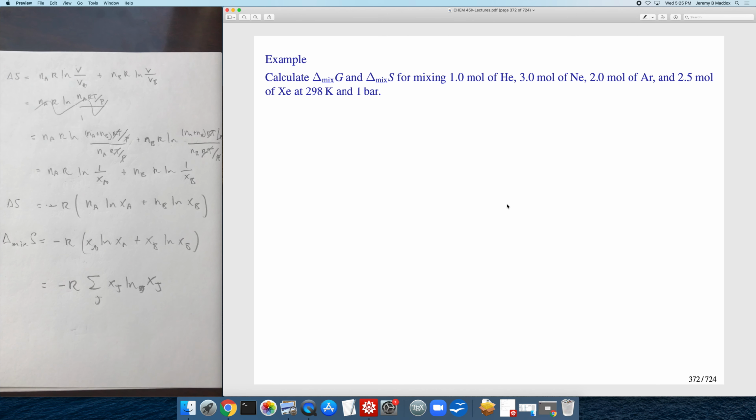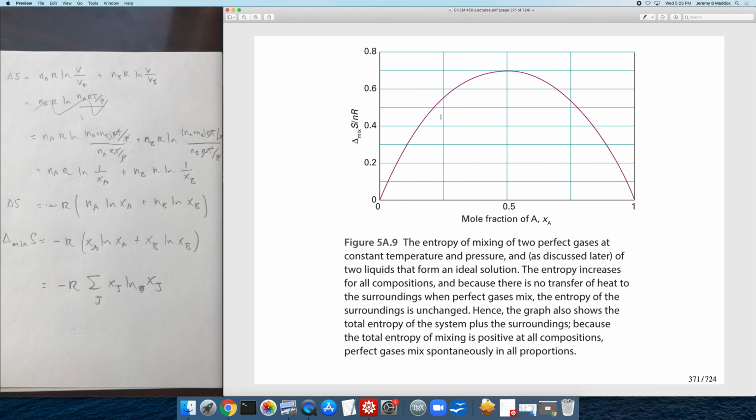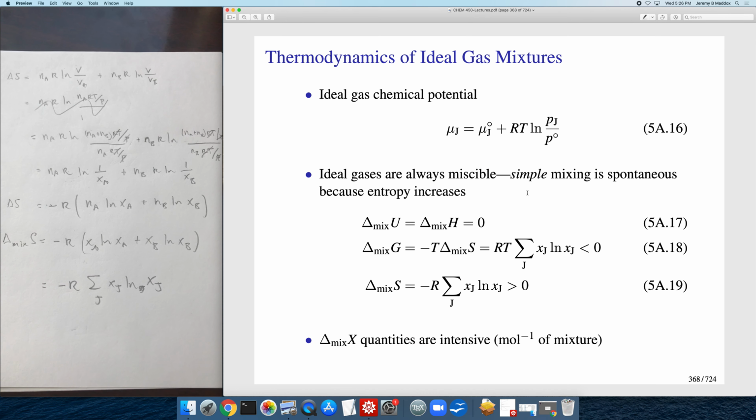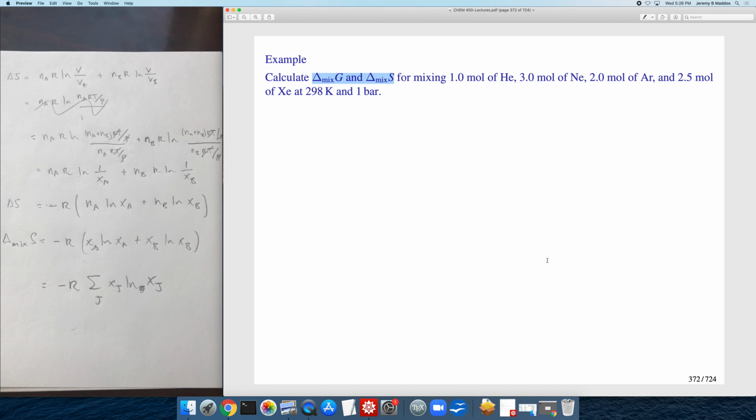Here, these problems are rather straightforward, so I'm simply going to leave them for you as an exercise. You essentially need to calculate delta G and delta S of mixing when you combine this many moles of each of these gases. It's a little tedious to execute these formulas, but I'll just leave it to you to work through that on your own. You'll find it's not that difficult once you get the formulas down.